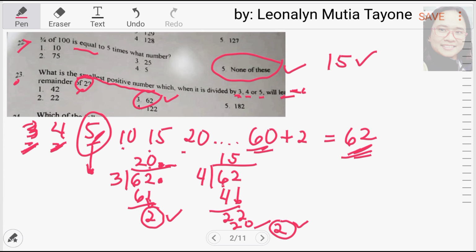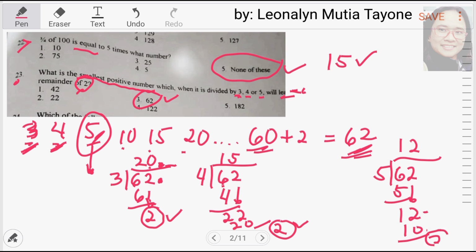Dito tayo sa 5. 62 divided by 5. Wait, i-delete lang natin. Dito tayo, babaan natin ng konti. Adjust natin dito lang. 62 divided by 5. Isang 5 sa 6. 1 times 5 equals 5. 6 minus 5 equals 1. Bring down mo si 2. Tapos, ilang 5 ba sa 12? Dalawa. 2 times 5 equals 10. 12 minus 10 equals 2. Ito na yung remainder. So, pareho sila lahat na may remainder na 2. So, ang 62 na sagot ay tama.